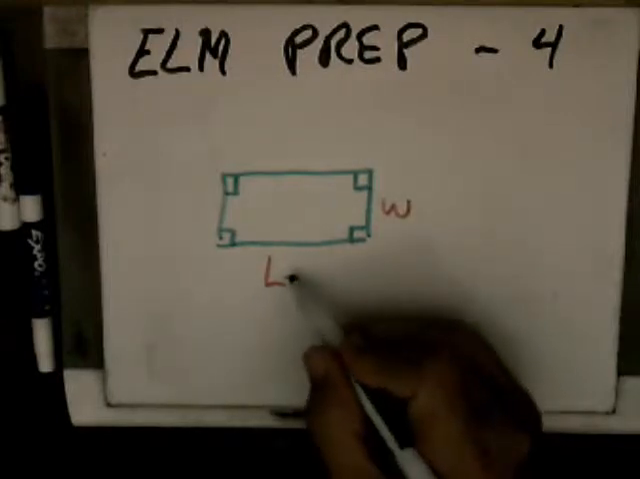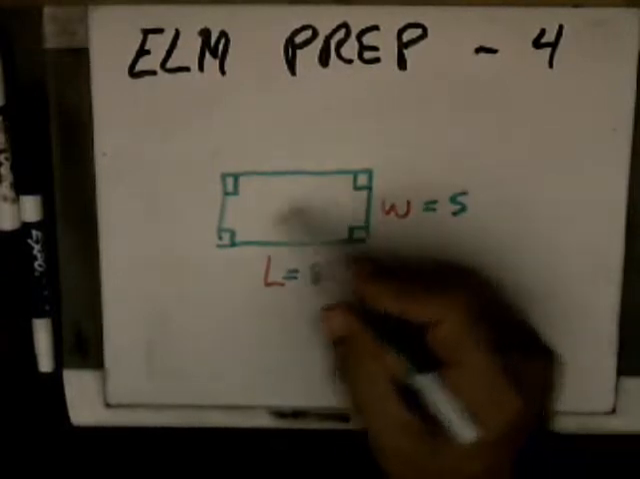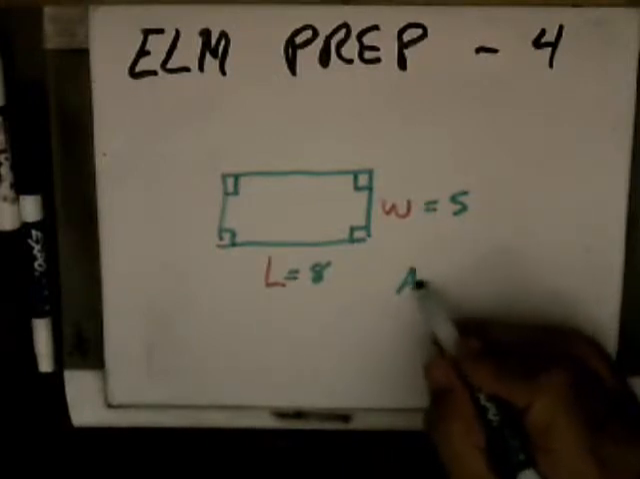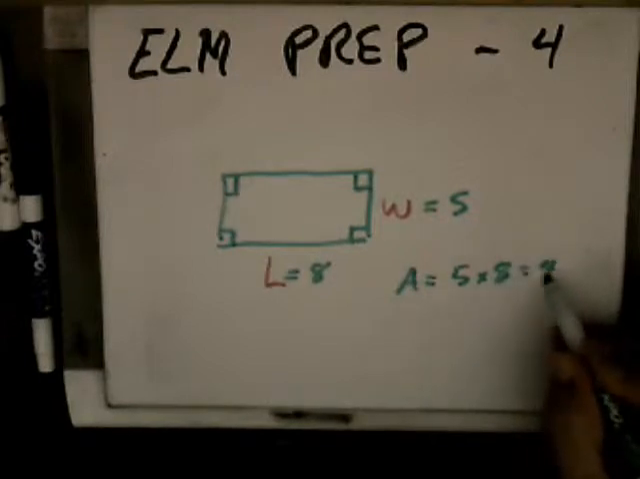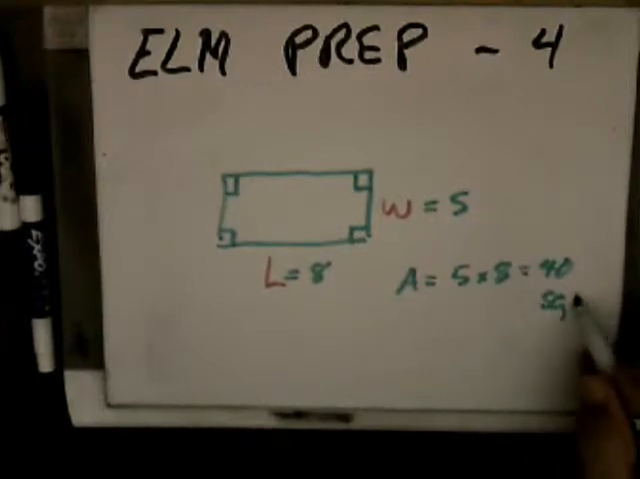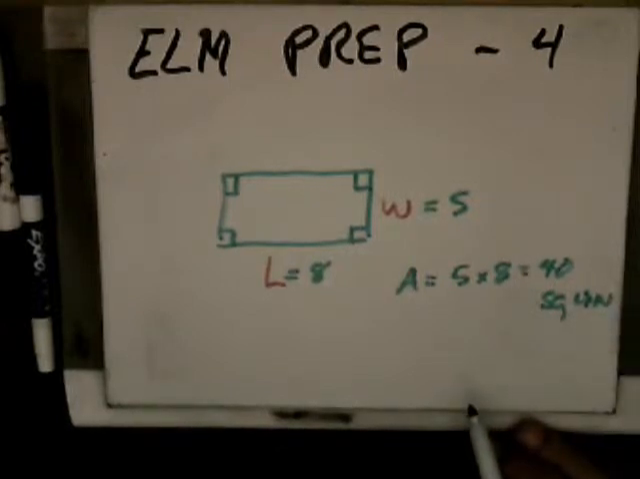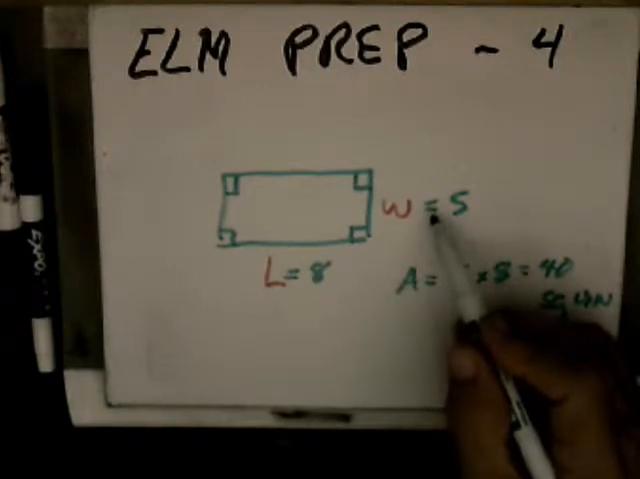Well, they might tell you that this is 8 and this is 5, and so the area of that would be 5 times 8. So the area would be 40 square units, whatever those units were. Well, again, if I wanted perimeter, well, this is 5.